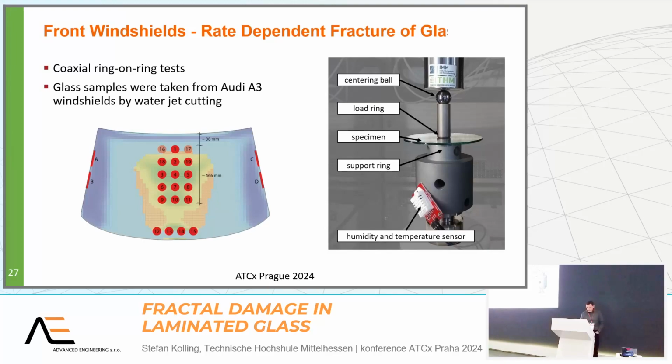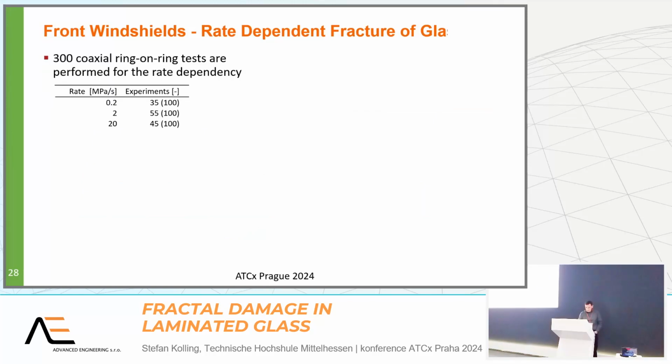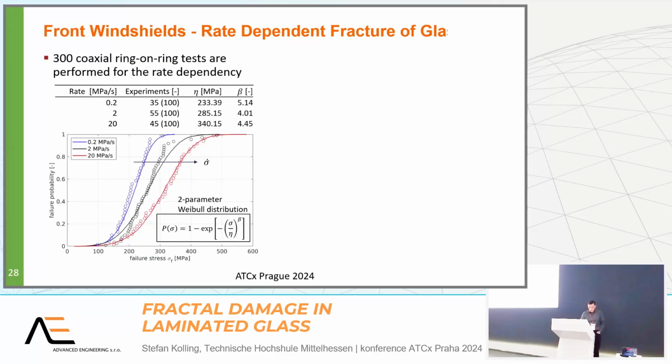The glass samples were taken out from an Audi A3 windshield by water jet cutting, and tested under different strain rates: 0.2, 2, and 20 megapascal per second. And this is the result using a 2-parameter Weibull distribution. As you can see here, the higher the stress rate, the higher the failure stress.